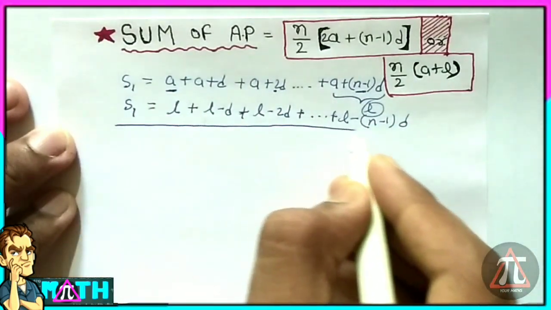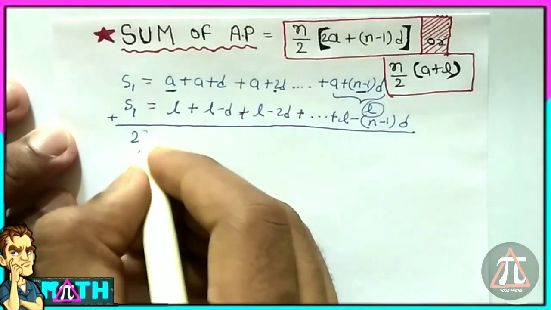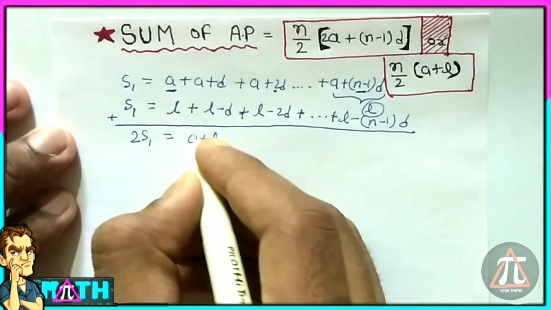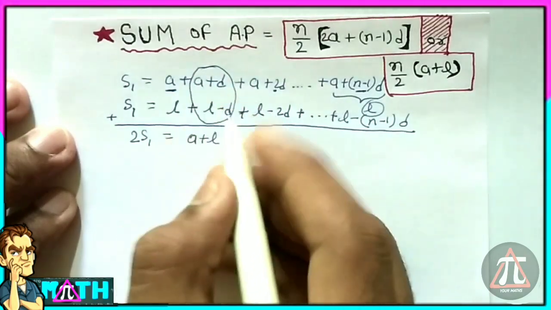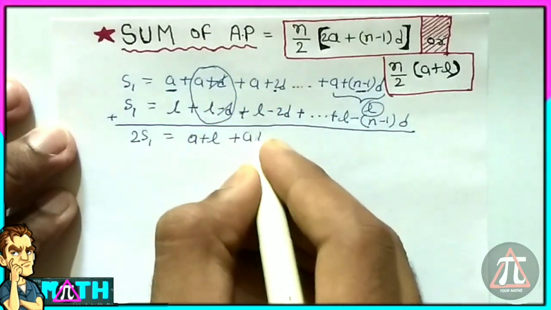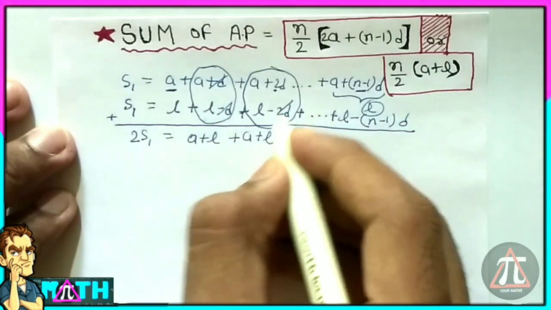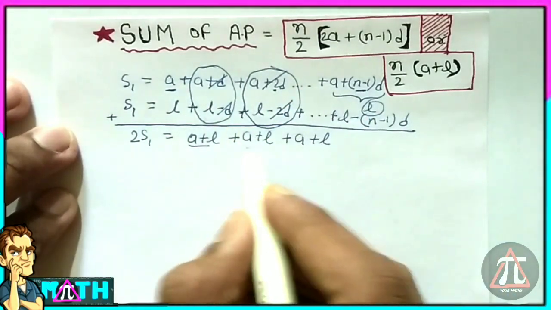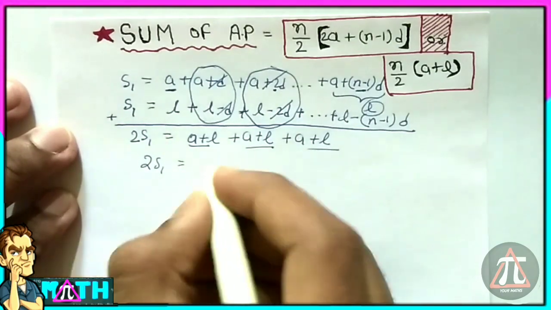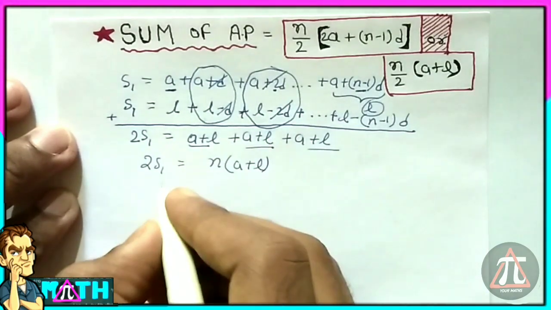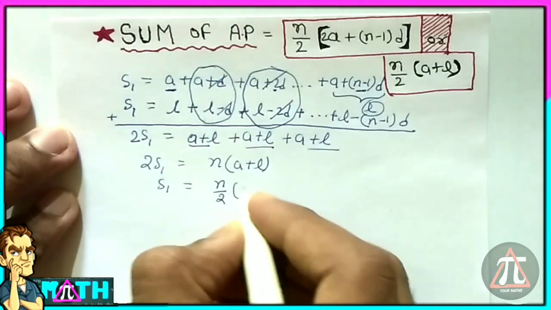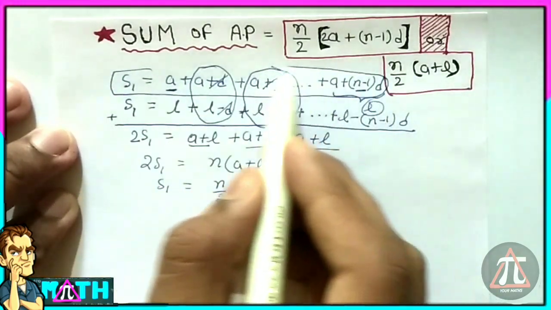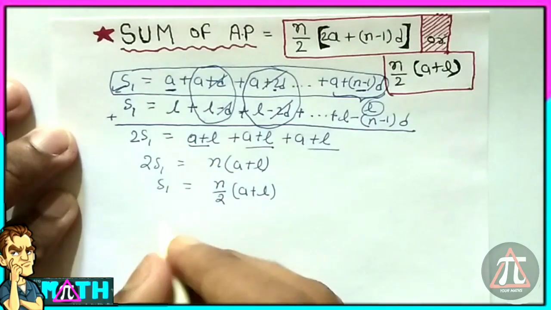Now when you add these two equations, you get 2S1 equals a plus l, and when you add these two terms you get a plus l again, and again a plus l. So a plus l repeats n times, so 2S1 is equal to n times (a plus l). Now S1 is equal to n by 2 times (a plus l). And you know what S1 is? That's the sum of the AP, and you have found that.